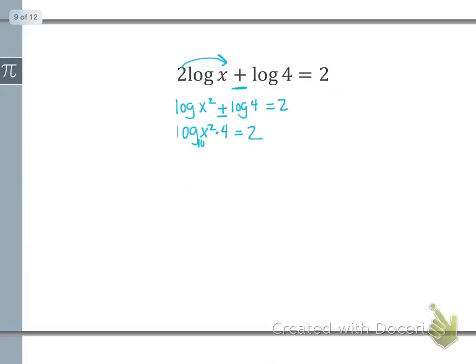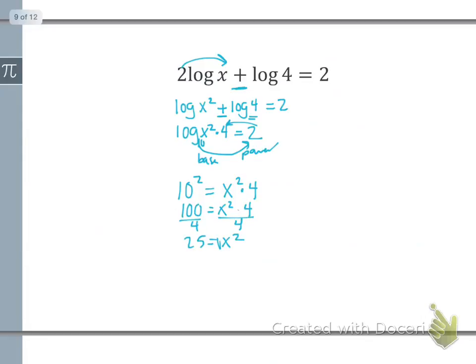It has a base 10, so here's my base, here's my power, and what it's going to be equal to. So I have my base, my power, what it equals to. 10 squared is 100. We're going to go ahead and solve this, so I'm going to divide by 4 to get 25. Opposite of squaring is square rooting.